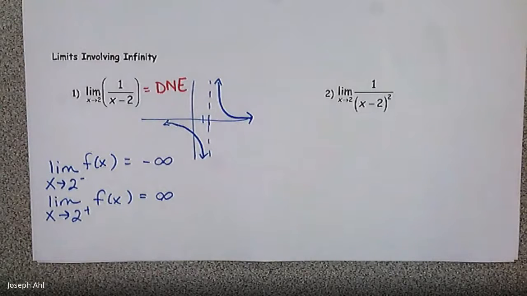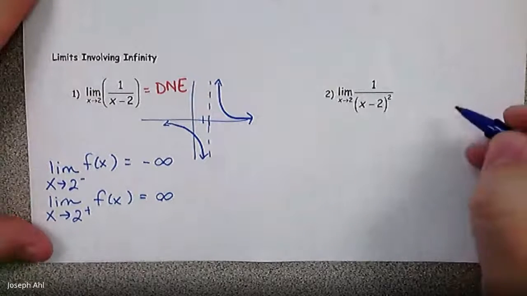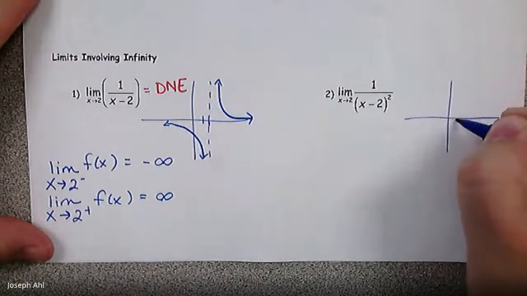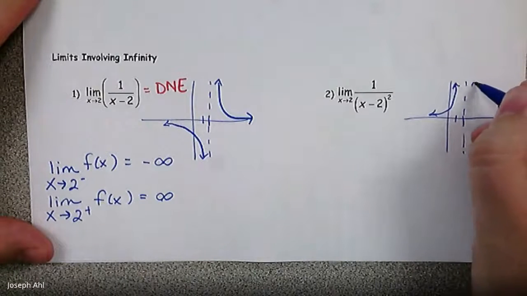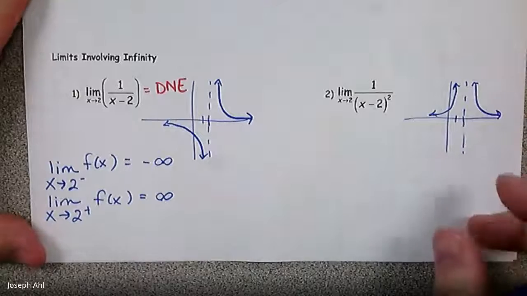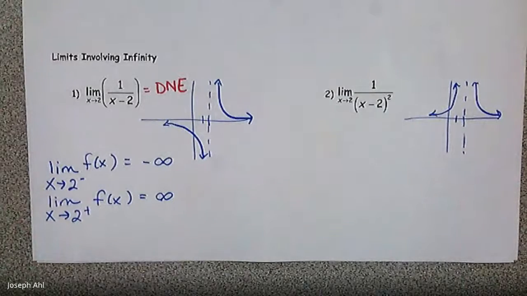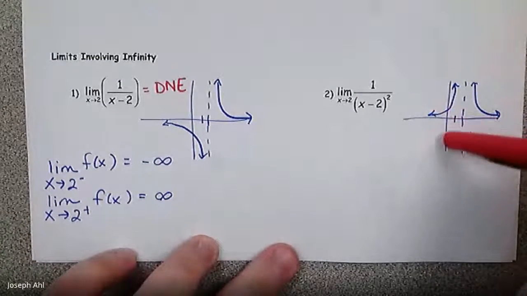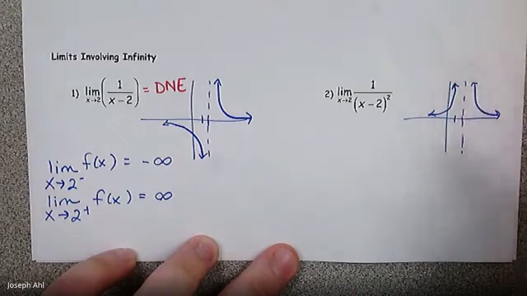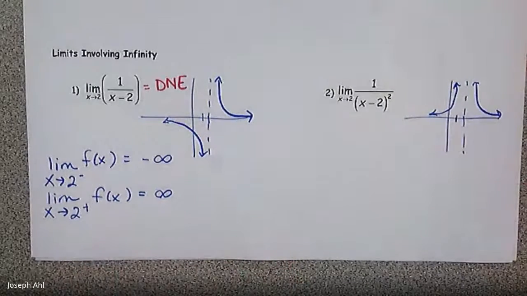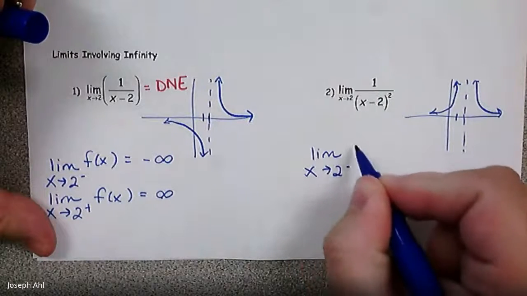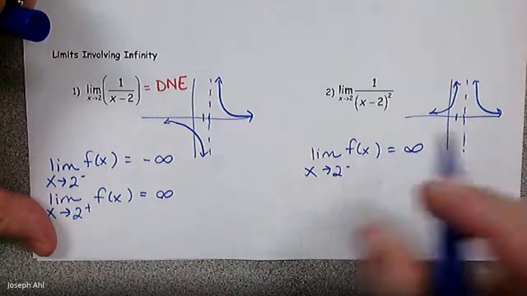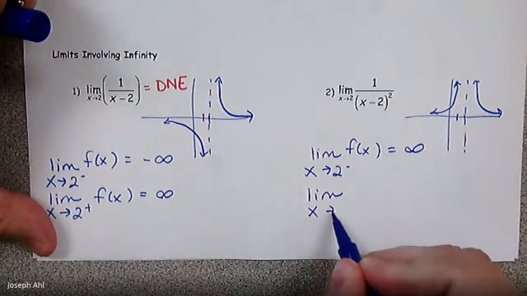So is that true for number 2 as well? 1 over the quantity x minus 2 squared? Well, hopefully remember that this one looks a little bit different. We still have that vertical asymptote at x equals 2, but this is what I refer to as being like that volcano graph, right? When you square all those negative y values down here, they're going to turn up and become positive y values. So in this instance, the limit as x goes to 2 from the left is positive infinity now. And the limit as x goes to 2 from the right is also positive infinity.